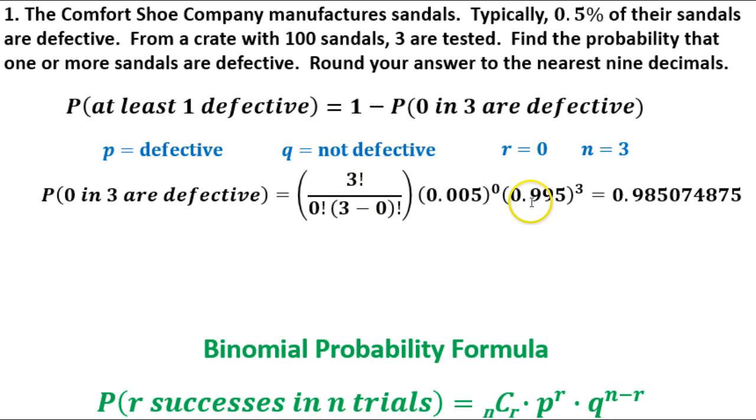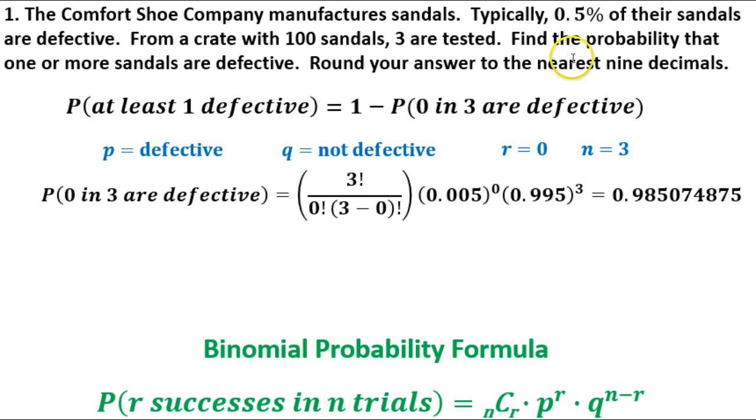So really all you have to do is, we've got 3 of them, and we're trying to find the probability that 0 are defective. We go 0.995 cubed, and that will work as well. That's our shortcut. But if you use this formula, it works every time as well. It's an extra step, but not that hard. Okay, so that is the probability that 0 are defective.